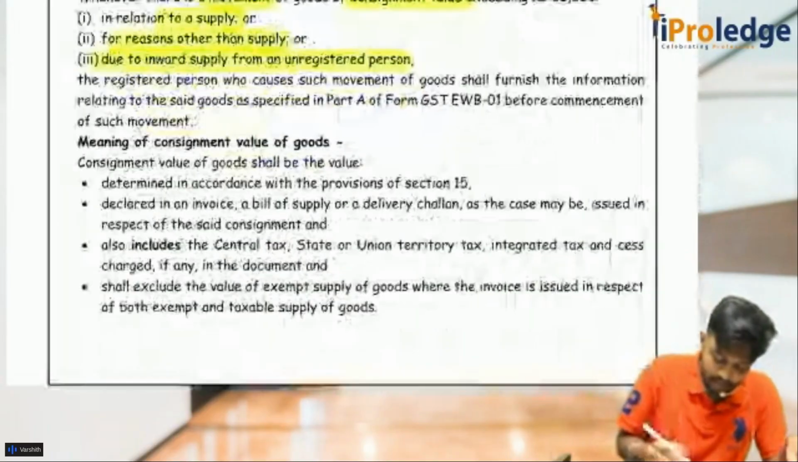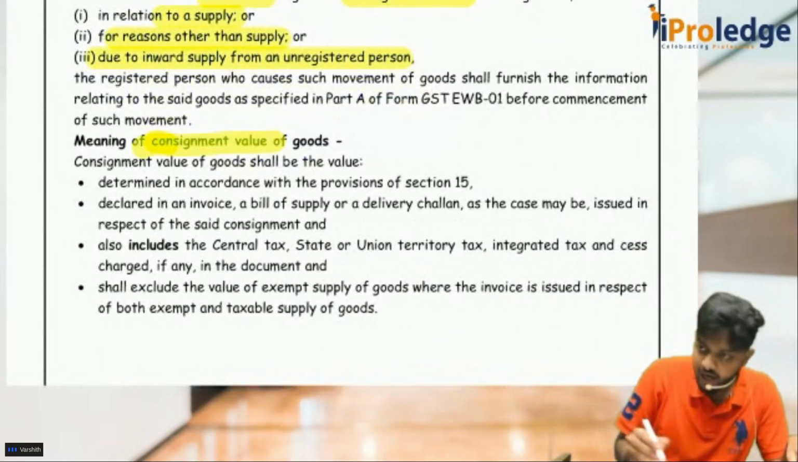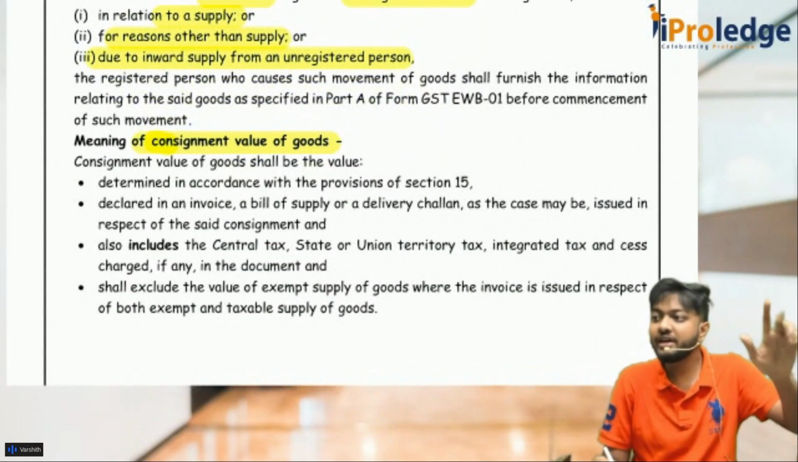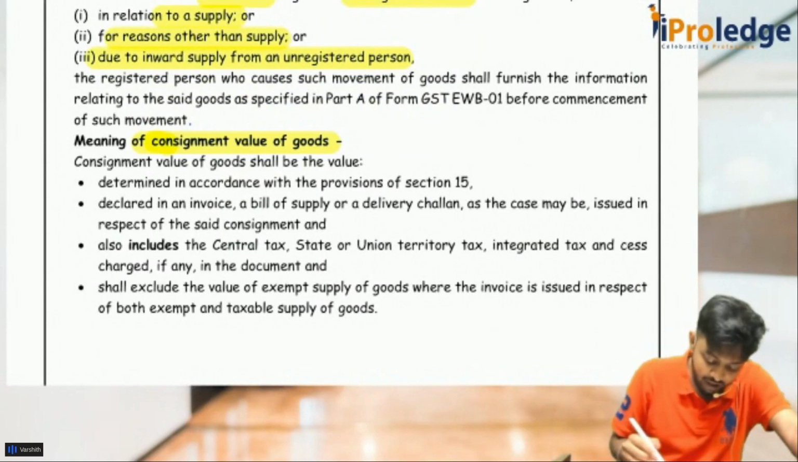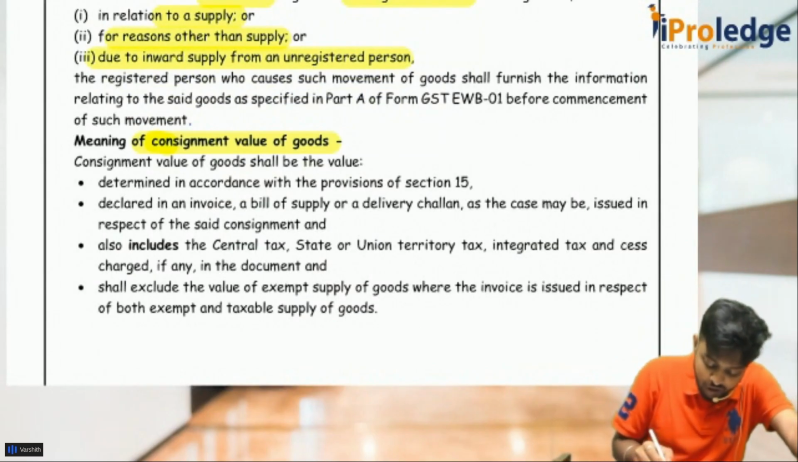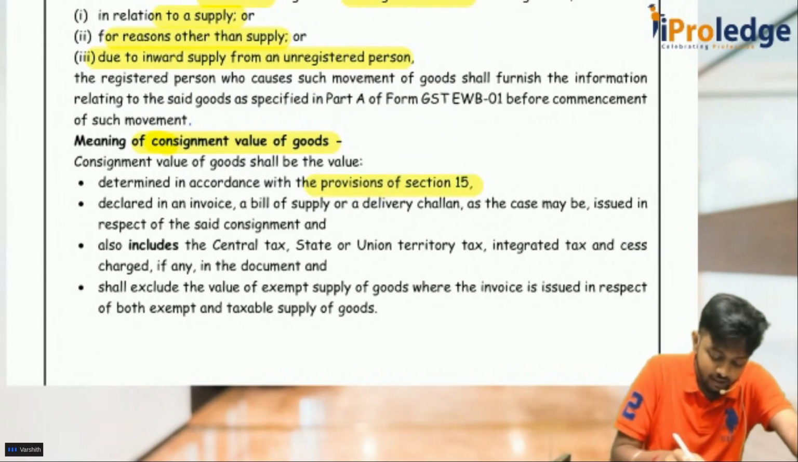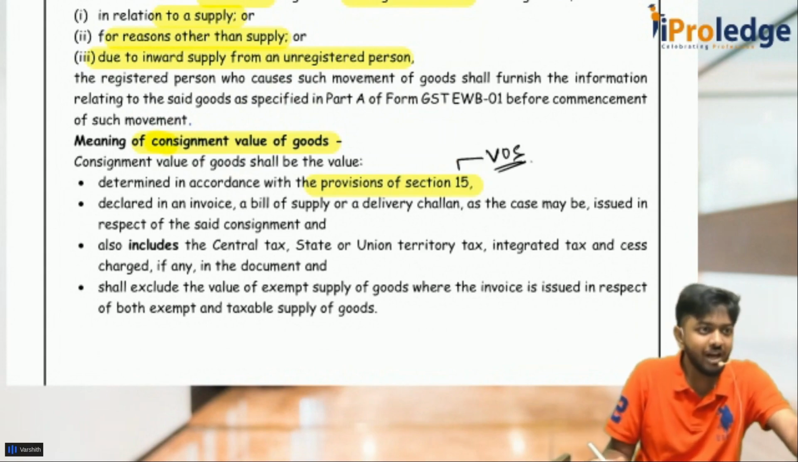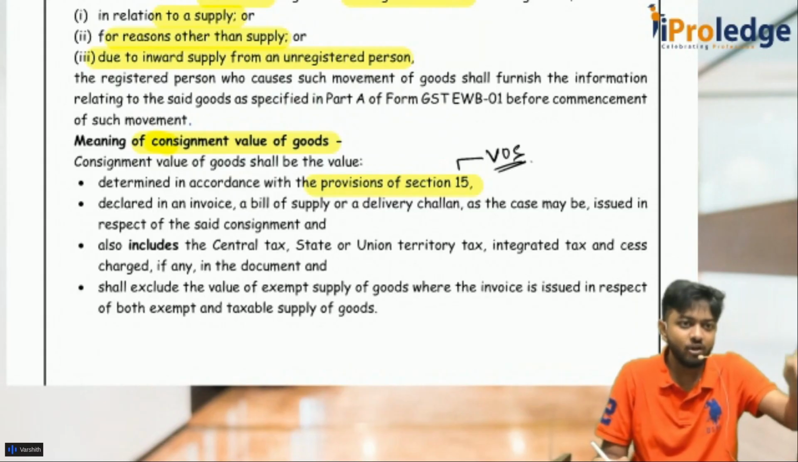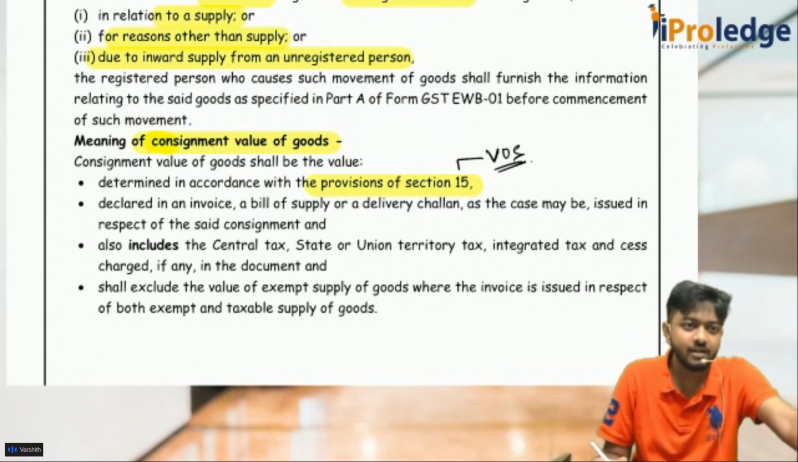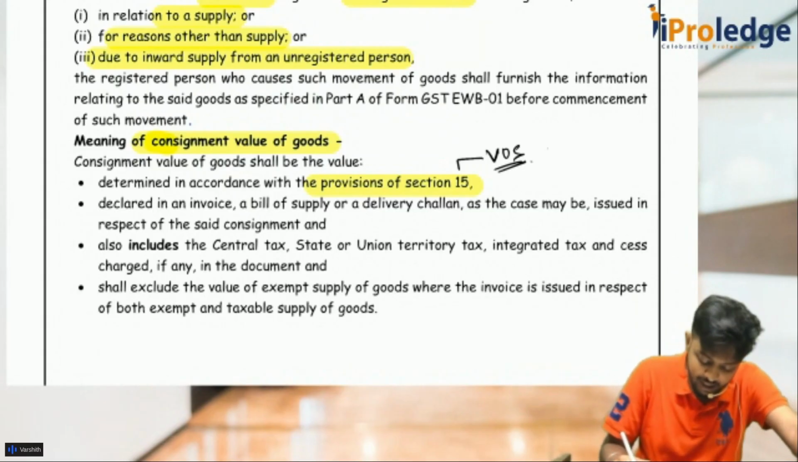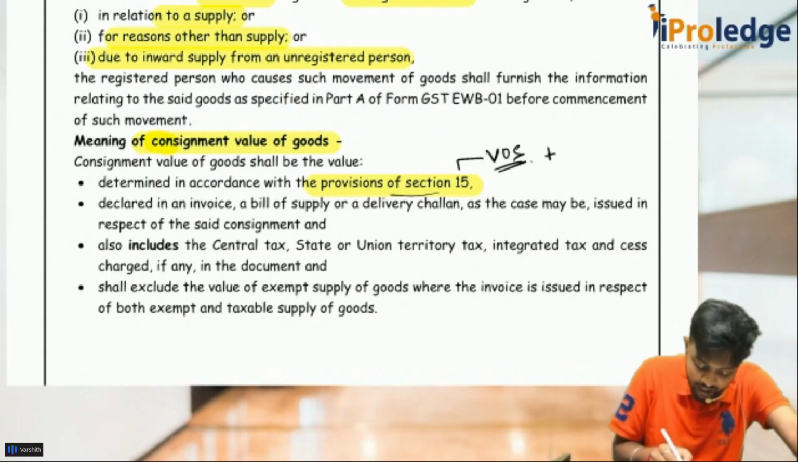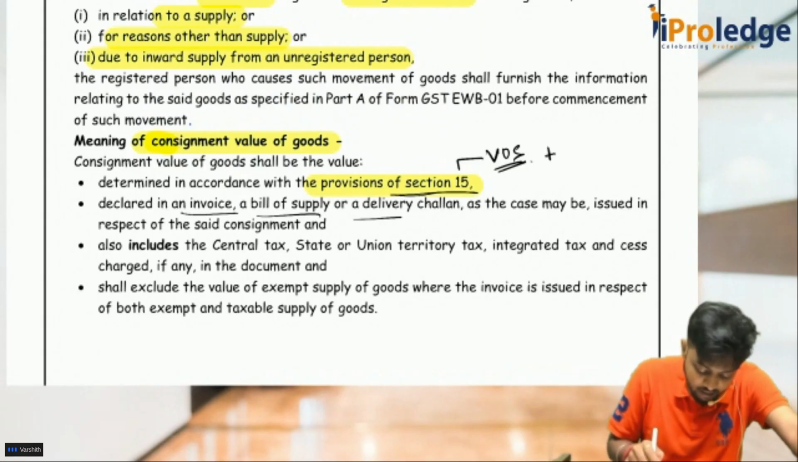Then they have used the word consignment value. What did they tell? Consignment value, if it is exceeding 50,000. Now what is consignment value? Consignment value of the goods shall be the value as determined by the provisions of section 15. What was section 15? Remember? Value of supply. So whatever value you get as per value of supply when you calculate, on that only GST is calculated. So your value of supply is whatever value is declared in your invoice, bill of supply, delivery challan.